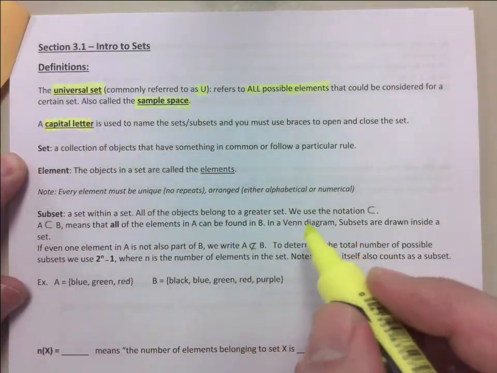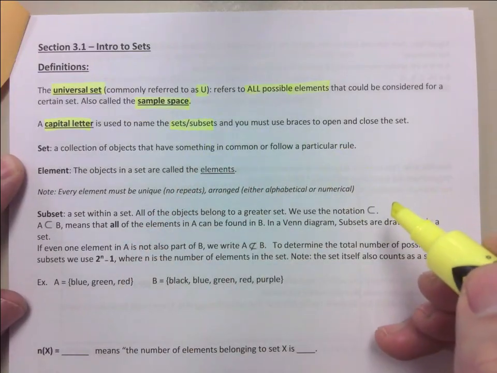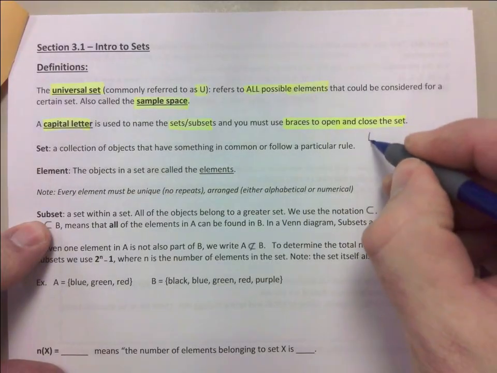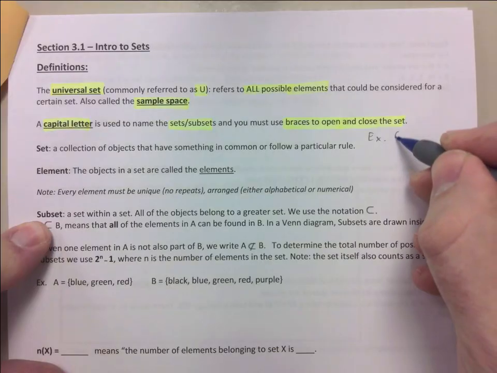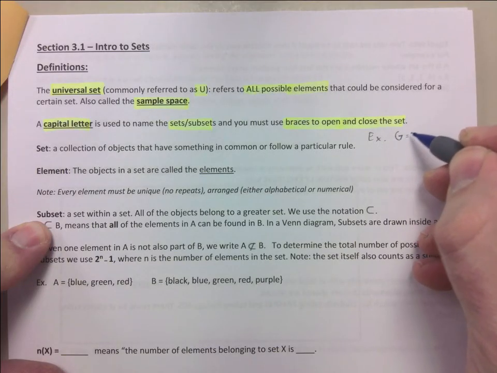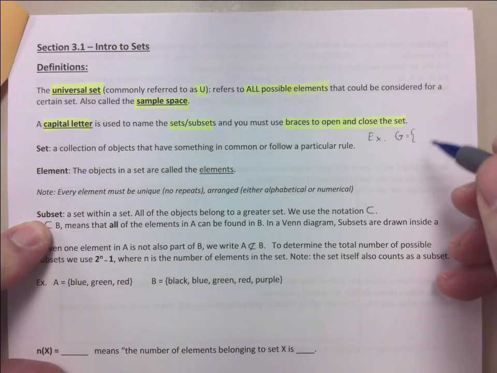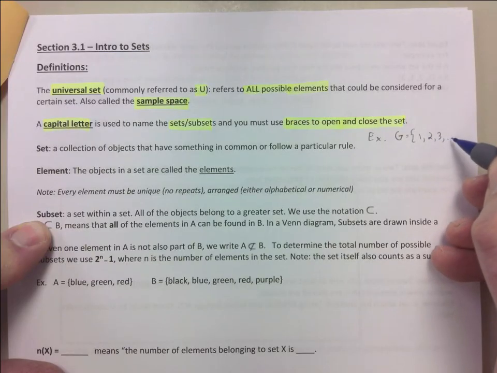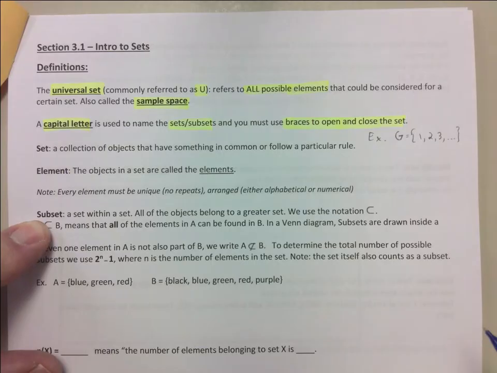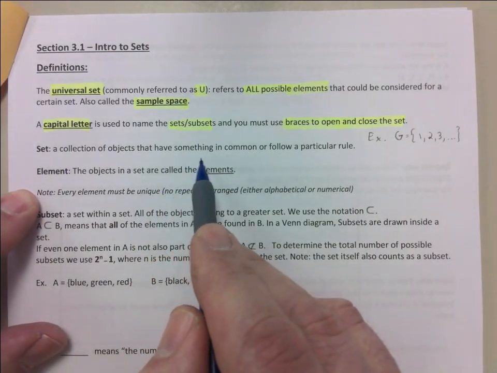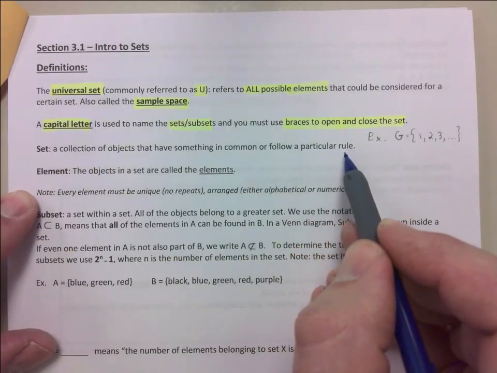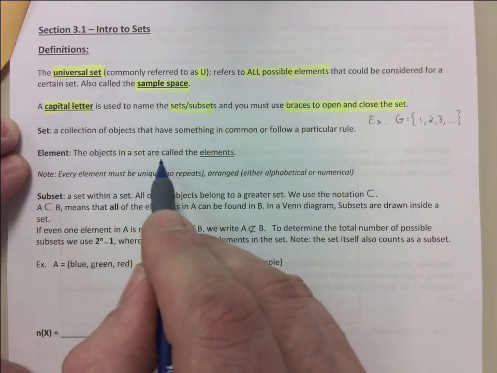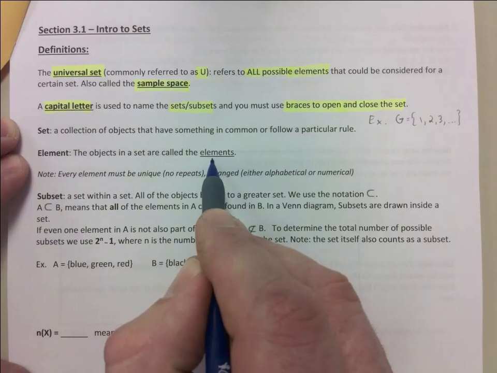A capital letter is used for sets and subsets, and braces are used to open and close that set. An example would be G for students wearing glasses, perhaps, or let's just go with numbers. You want the elements, and then it just keeps going. A set is a collection of objects that have something in common or follow a particular rule. The objects in a set are called elements.